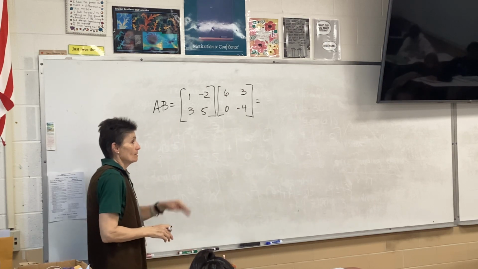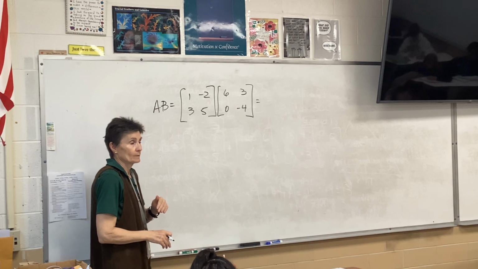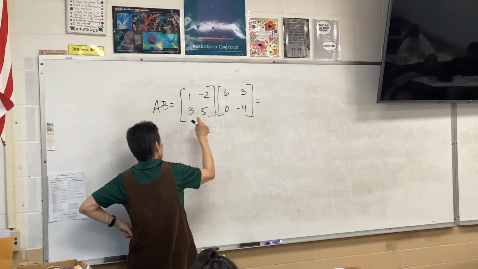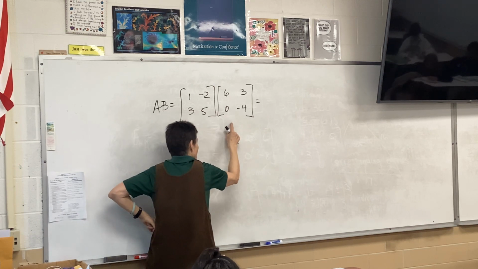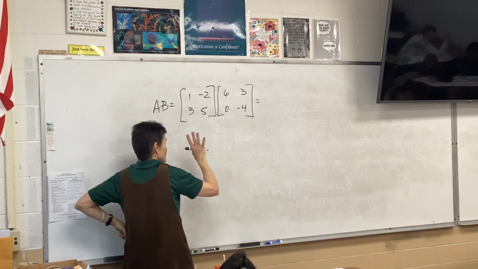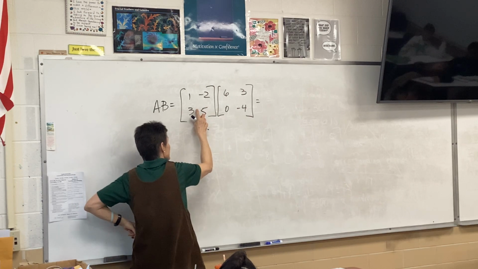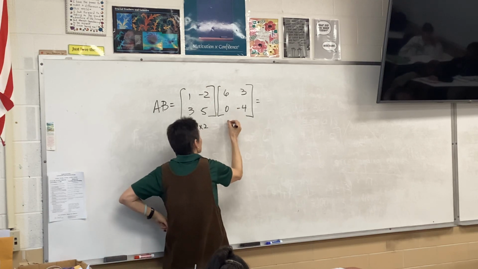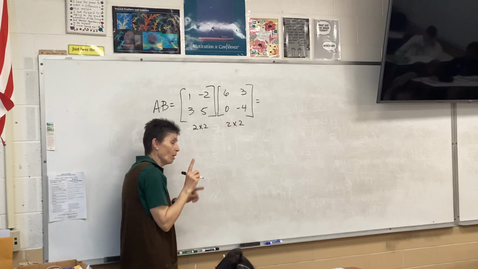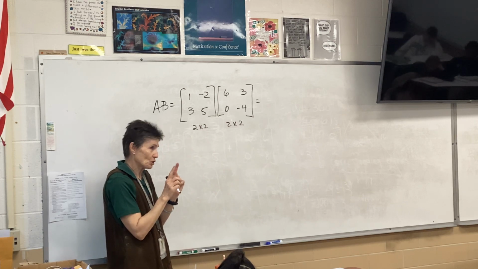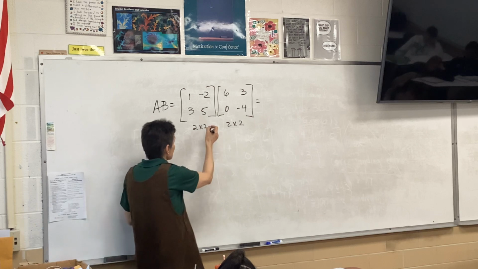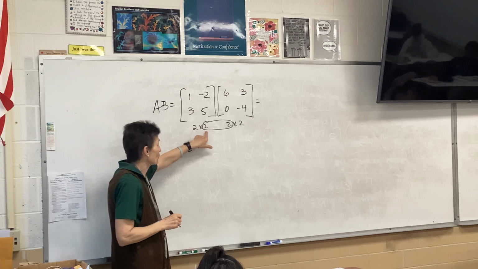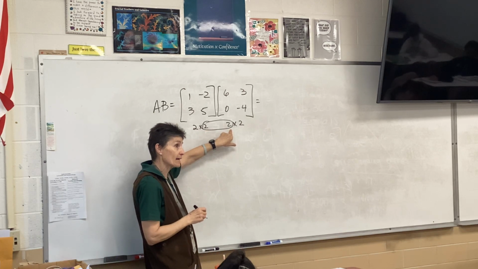All right. Here's the rule. Before you start trying to multiply, figure out the dimensions of each of your matrices. Now this is an easy one, so stay with me. What are the dimensions of this matrix? 2 by 2. What are the dimensions of this matrix? 2 by 2. When you multiply, they don't have to match exactly. The only part that has to match is right here. In other words, the columns of the first have to match the rows of the second.